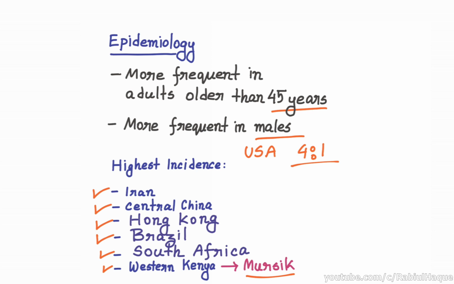So this information is important for your multiple choice questions. You may have a stem where it is written, highest incidence of squamous cell carcinoma of the esophagus is seen in the following countries, and then you have to know the regions and the countries.